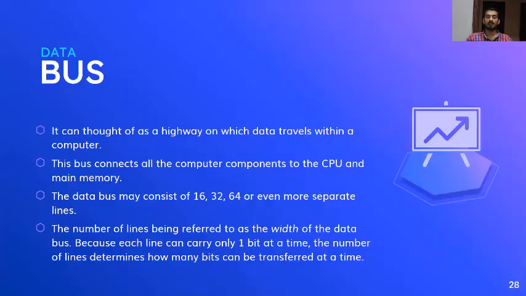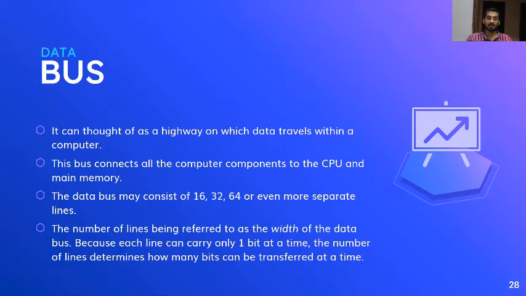Data bus. It can be thought of as a highway on which data travels within the computer. This is the main bus on which we transfer data from the peripheral devices to the CPU, and from peripheral devices to the CPU to main memory. This one bus connects all the computer components to the CPU and the main memory. So all the components are connected with this bus and it connects the CPU to the main memory.